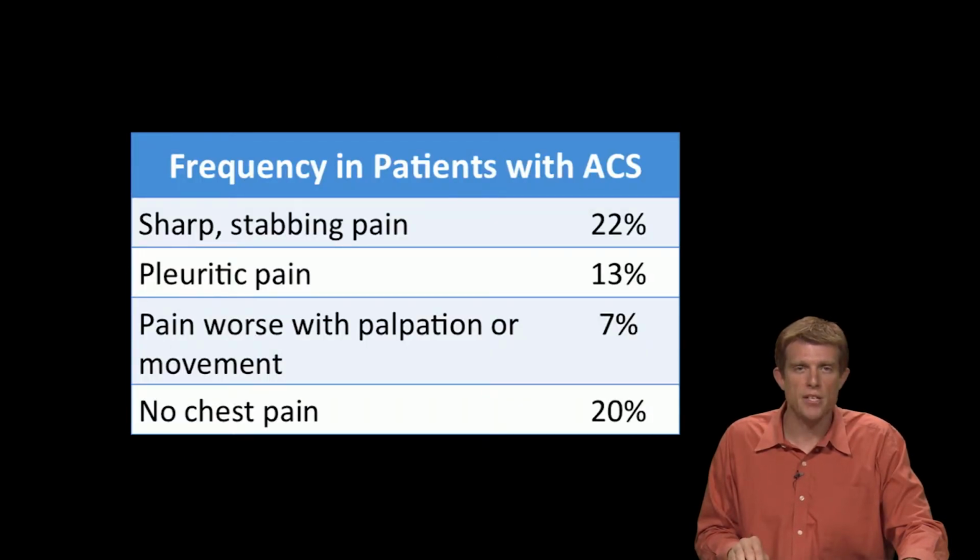In fact, in patients with ACS, or acute myocardial infarctions in this case, 22% will have sharp or stabbing pain versus the more traditional chest pressure. 13% will have pleuritic pain, pain that is worse when you take a deep breath. 7% will have pain that's worse when they move or when you push on their chest.